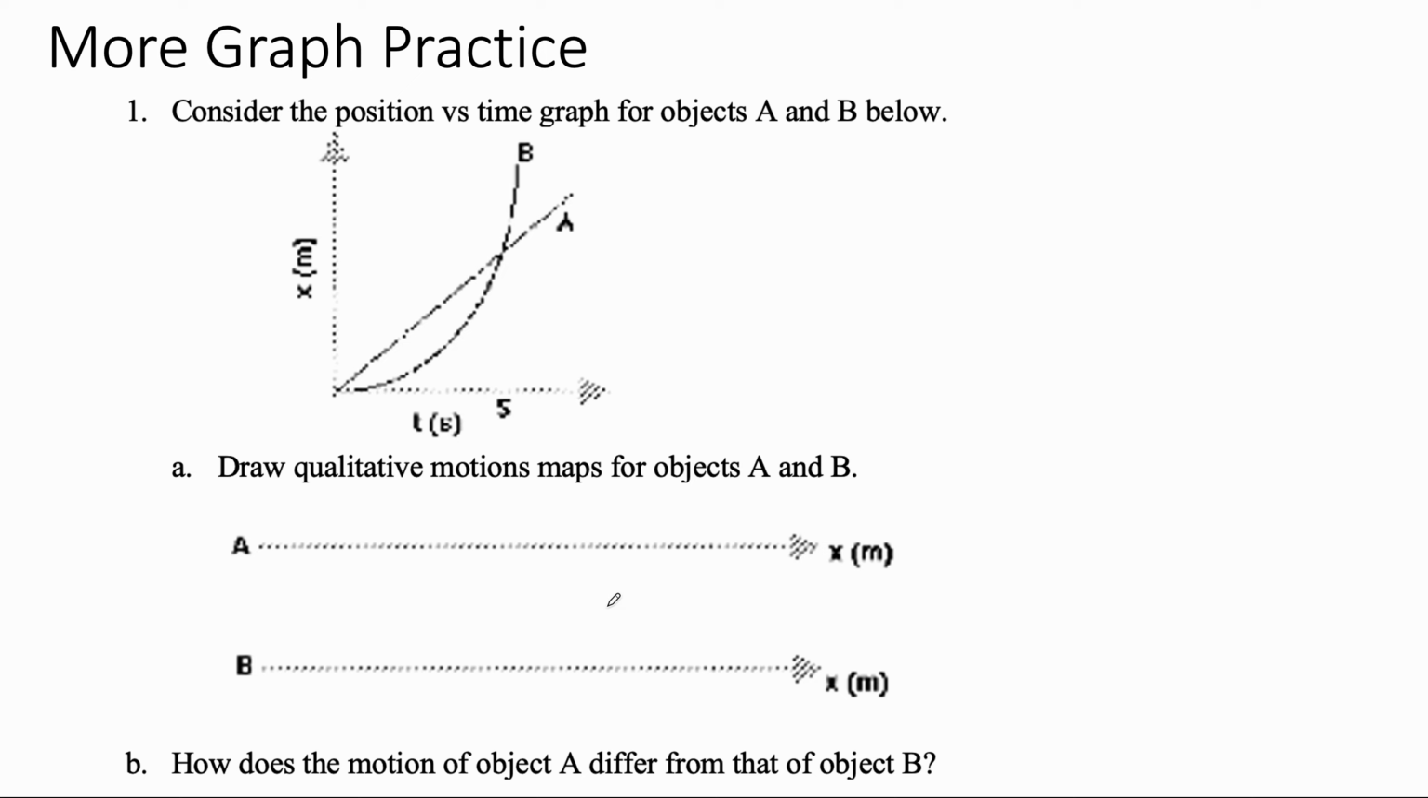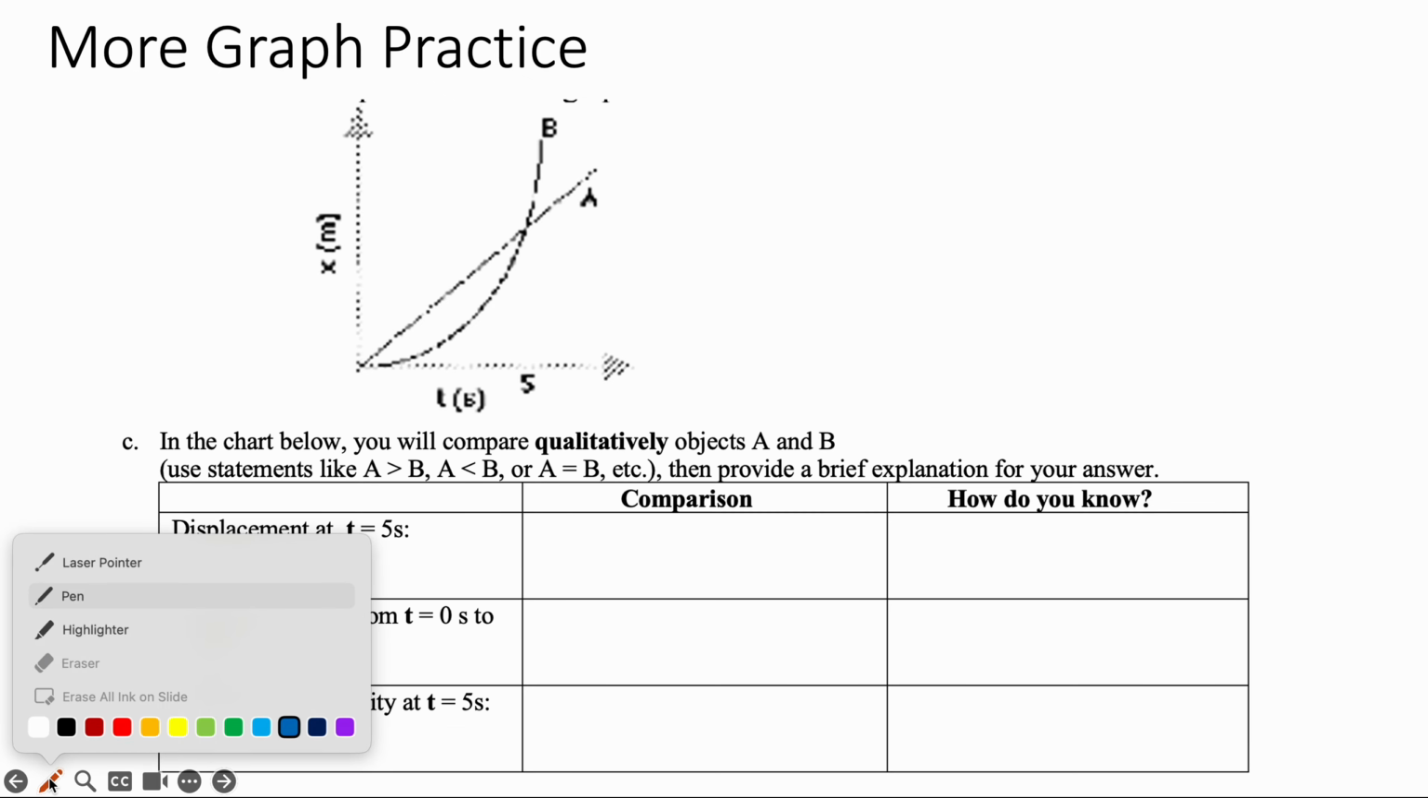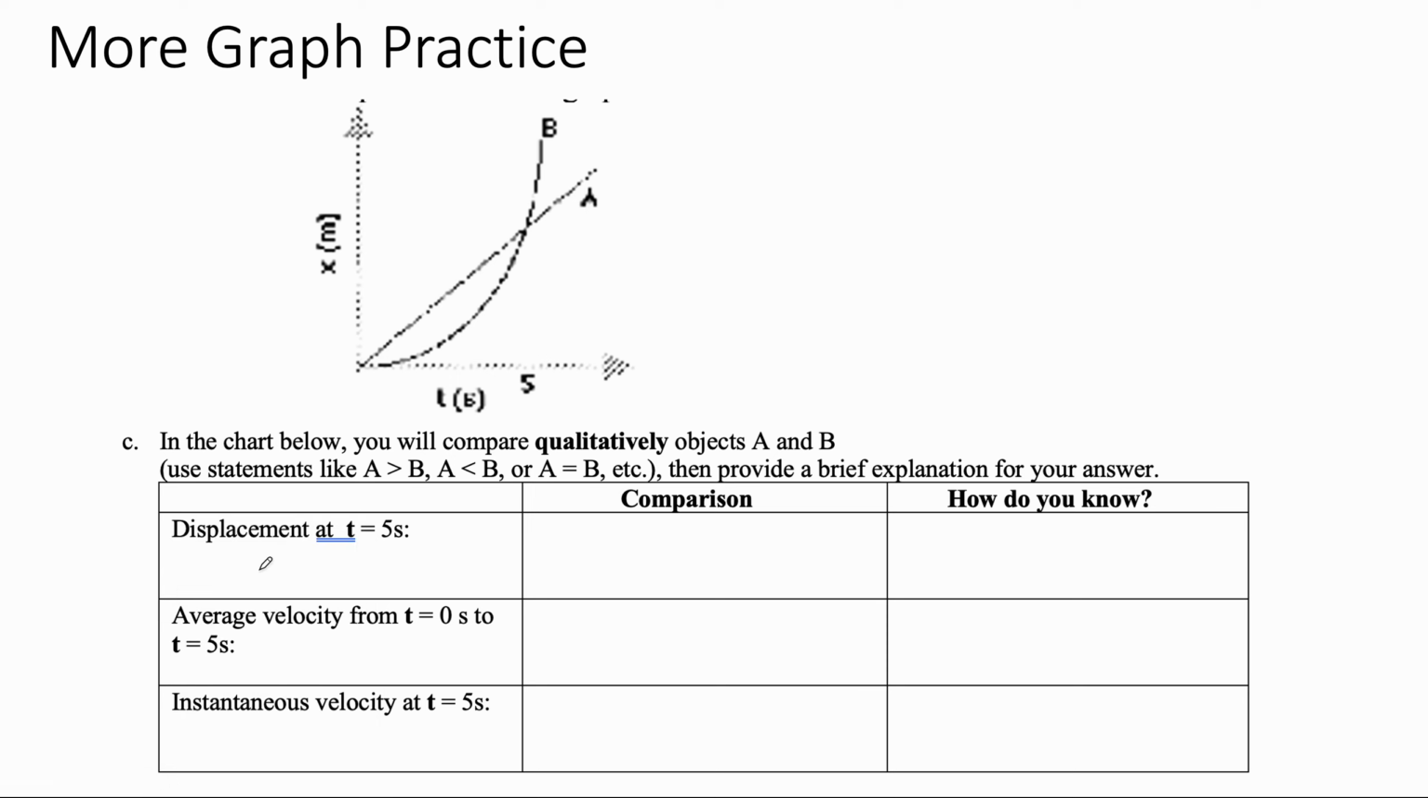I'm going to skip the motion maps on this one. How does A differ? A is actually moving at a constant positive velocity, whereas B is gaining velocity the entire time. Why? How do I know that? Its slope is increasing the entire time. And now, just a couple of quick questions on this one. How would you compare these?